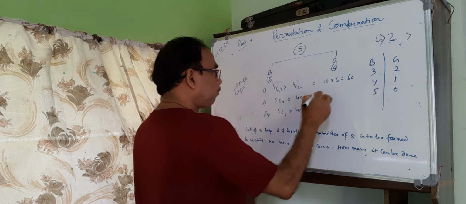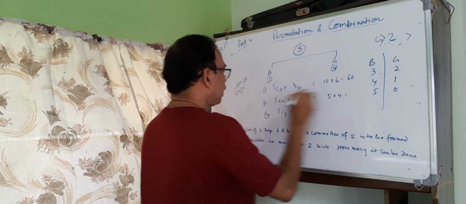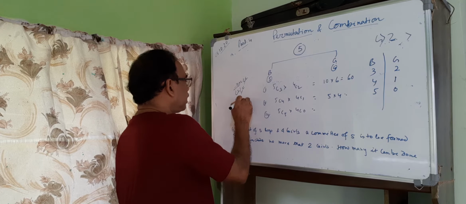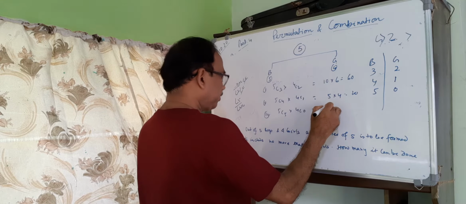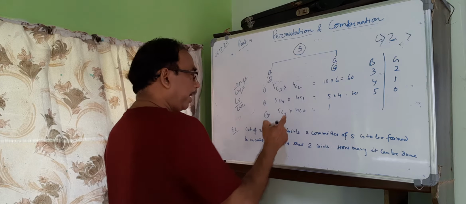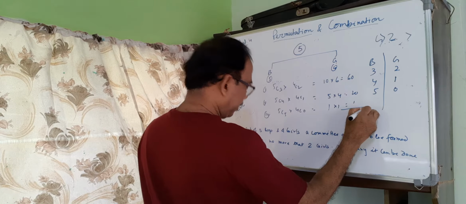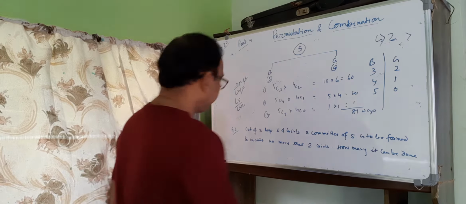5C4 into 4C1. 5C4 is 5, 4C1 is 4. That is factorial 5 by factorial 4 into factorial 1, that is 5. So that is 20 ways. And 5C5 is 1 and 4C0 is 1. That is 1. That is 81 ways. Total number of selections is 81 ways. That's all.